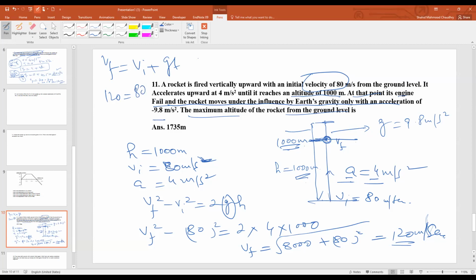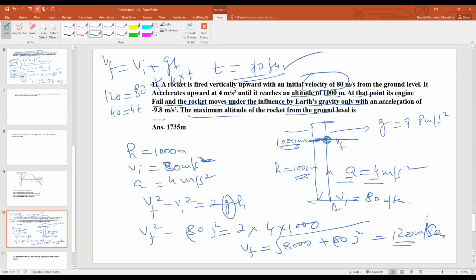Plus the acceleration, which is 4, times t. So can you find the time here? This is the time from this point to this point. How much time does it take? I find it: 120 minus 80 is 40, and 40 divided by 4 is 10 seconds. How much time will it take from A to this point? It will take 10 seconds, okay?